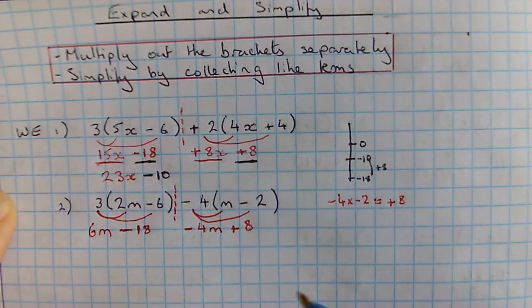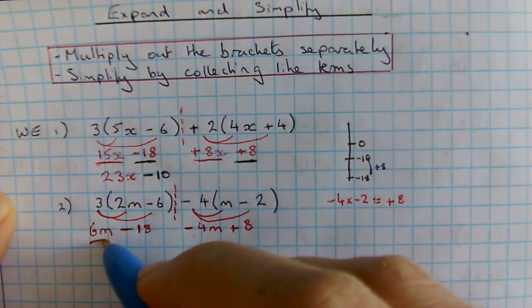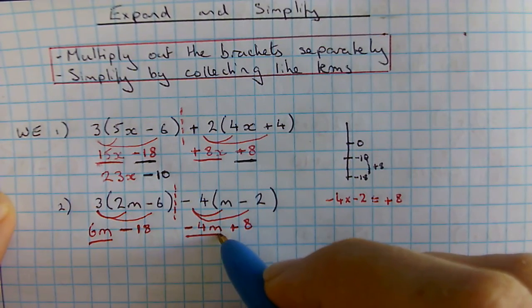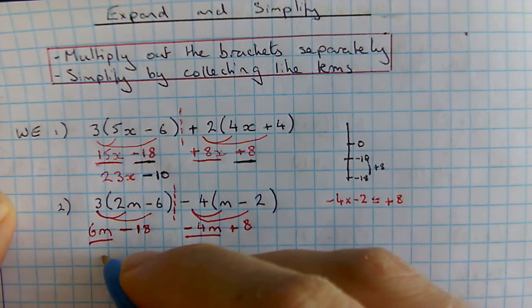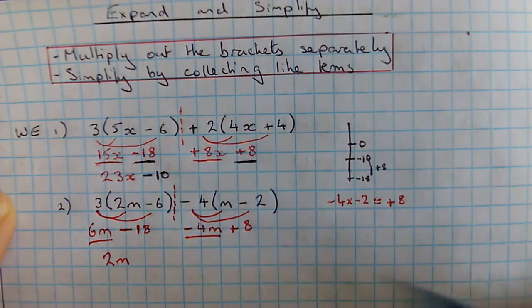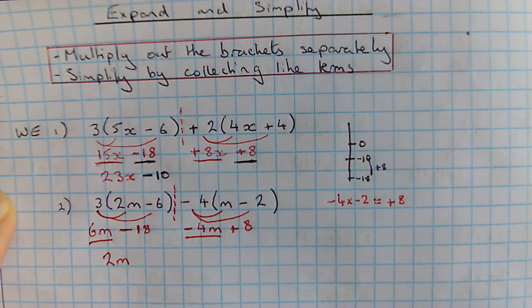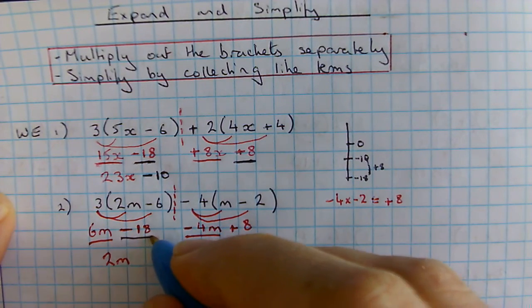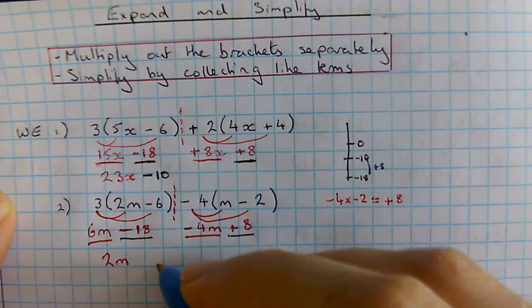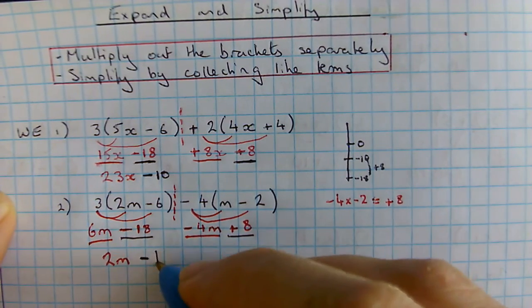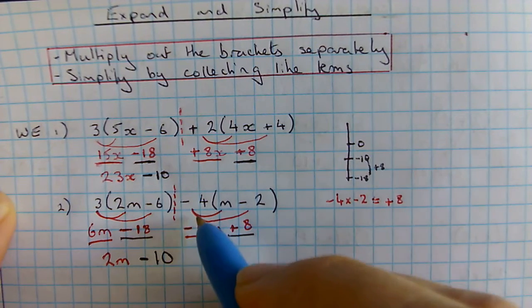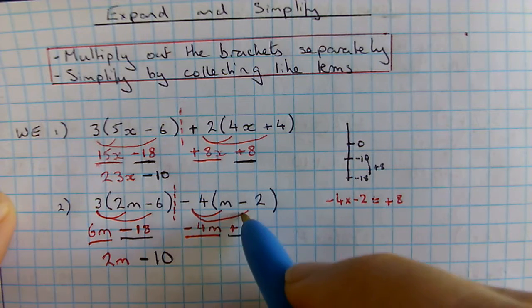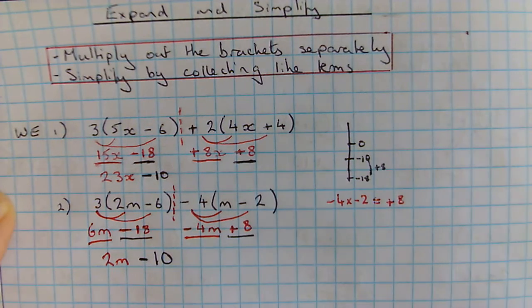Now, let's deal with my m's first. I've got my 6m and my minus 4m. 6 take away 4 gives me 2m. Again, I've got minus 18 and plus 8, which is exactly what I had before. Minus 18 plus 8 gives me minus 10. So be really careful where you've got a negative here. Make sure you get those signs absolutely right.